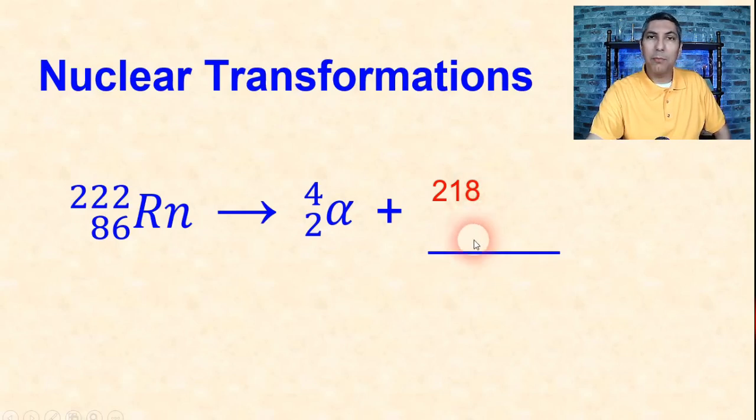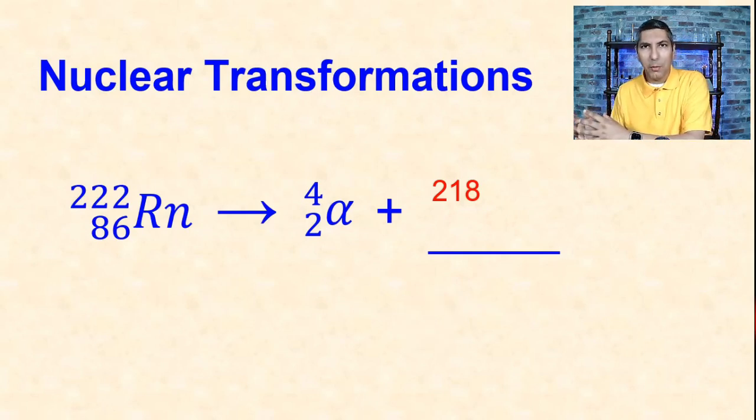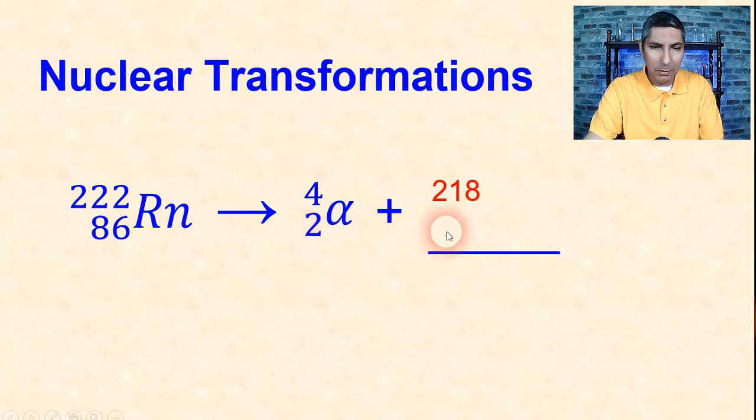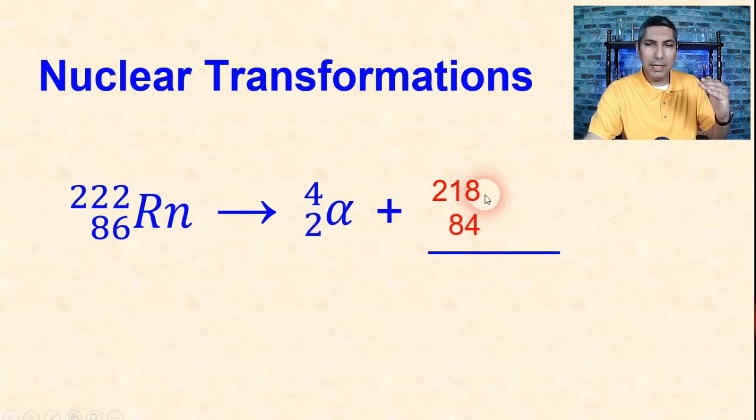We have to do the same thing on the bottom. The numbers on the left side on the bottom have to add up to the same thing as the numbers on the right side on the bottom. So we have 86 on the left side on the bottom. So on the right side, it also has to add up to 86. So we have a 2 right here. So all we have to do is subtract 86 minus 2, and we find that the missing number is 84. So those are our missing numbers. 218 on top is the mass number, and 84 is the atomic number on bottom.